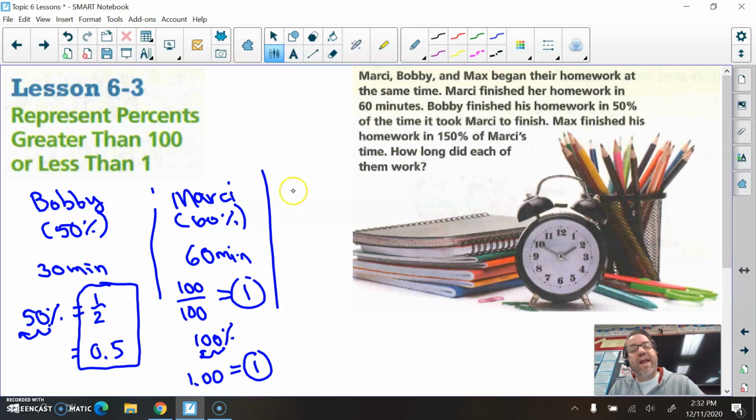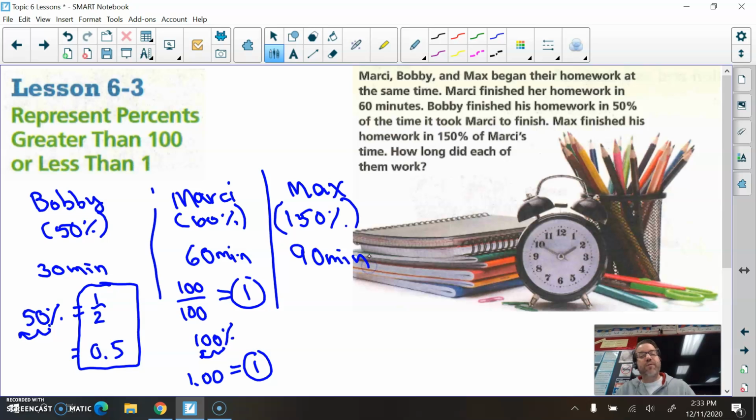Now we still need to talk about Max. Max, as his name suggests, took the max amount of time to finish this assignment. He finished the assignment in 150% of Marcy's time. So how long did each of them work? Well, you could take 100%, which is Marcy's time, and 50%, which is Bobby's time, combine them to get 150%, just add 30 and 60 minutes together, and we would know then that Max took 90 minutes to complete the assignment.